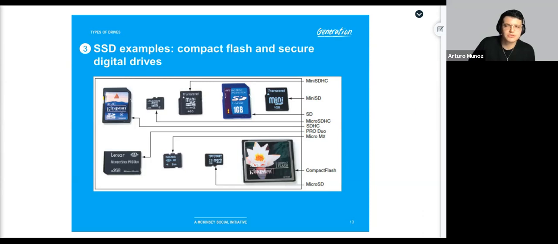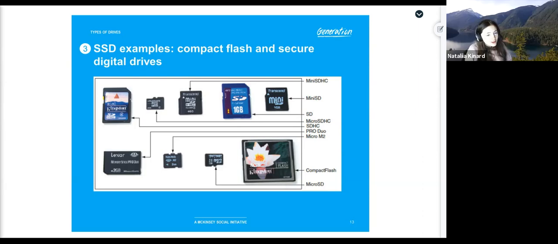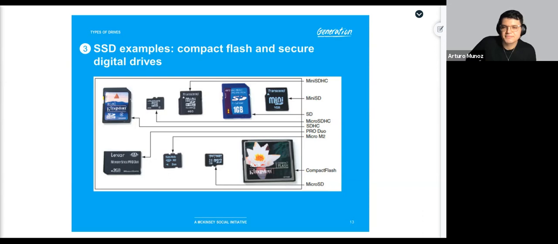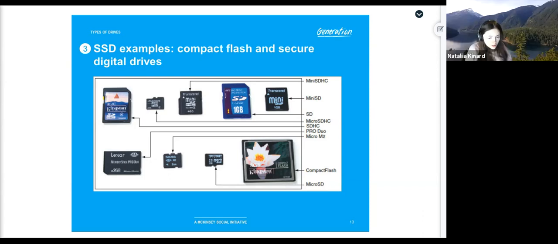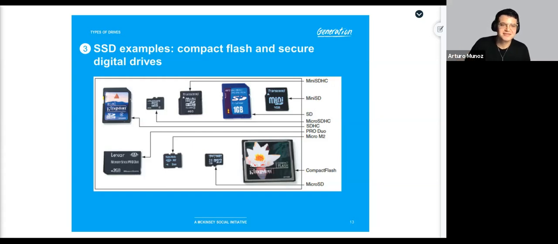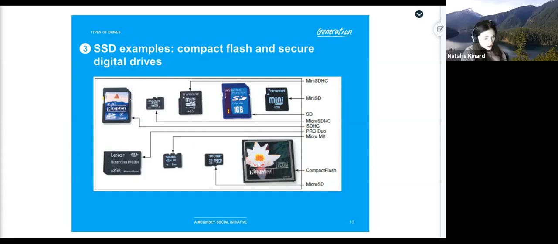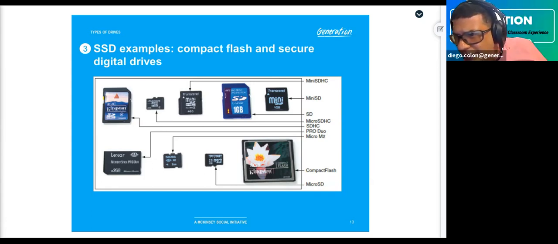I have a question. Arthur, you first? No, you can go ahead. Okay. What's the difference between micro SD and micro SDHC? Because they look the same. The size. I mean the second one on the top row. This one here? Yeah.